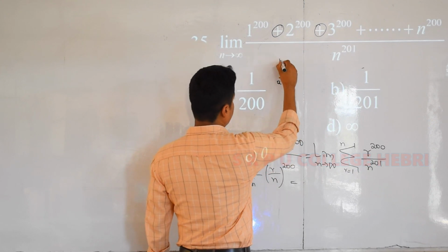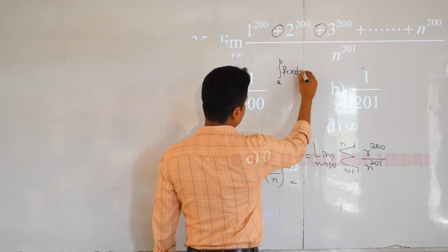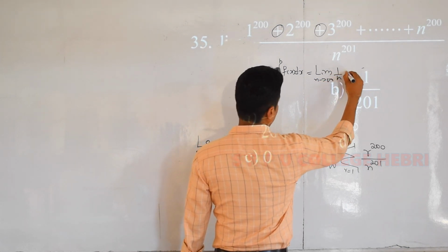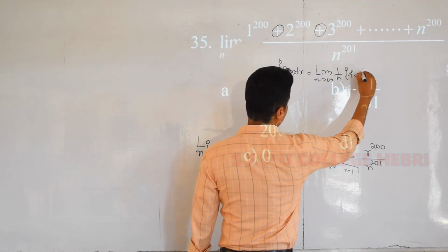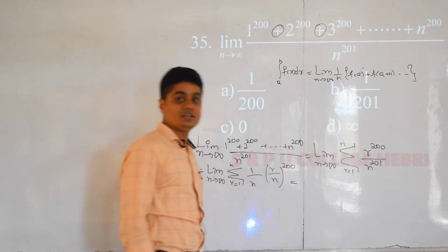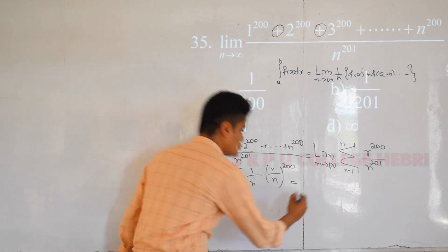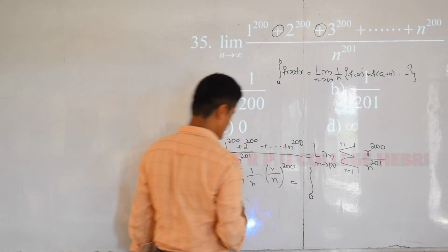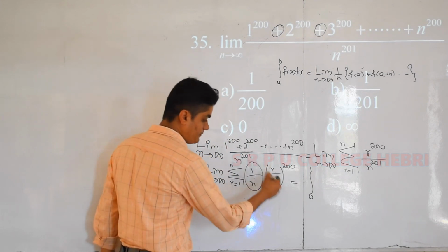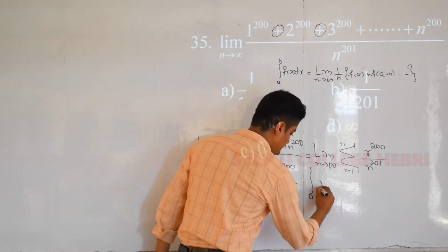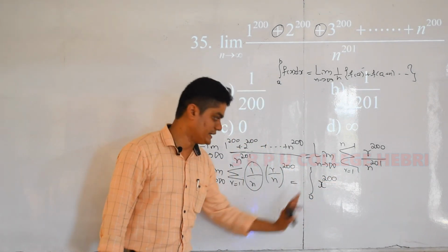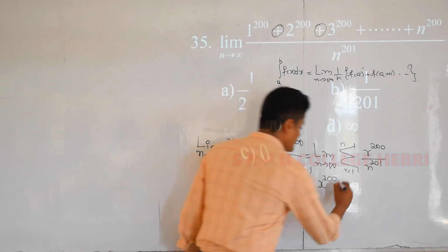Integration from a to b f of x dx is also equal to limit n tends to infinity 1 by h into nenpidya f of a plus h, so on, up to n terms. So this is equivalent to 0 to 1. See, this is actually h. f of x ಏನು r by n ಅನ್ನು ಒಂದು x ಅಂತ ಕನ್ಸಿಡರ್ ಮಾಡ್ತಾನೆ. So you can consider this is equivalent to 0 to 1 x to the power 200 dx.